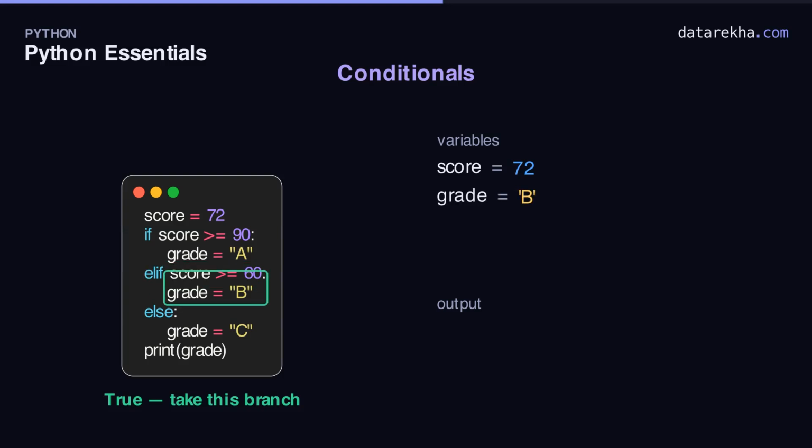Grade is assigned the letter B. Watch the variable panel. Grade appears, holding B. And because one branch already matched, the else is never even looked at. The final line prints grade, the letter B. Trace which branch runs, and conditionals hold no mystery.